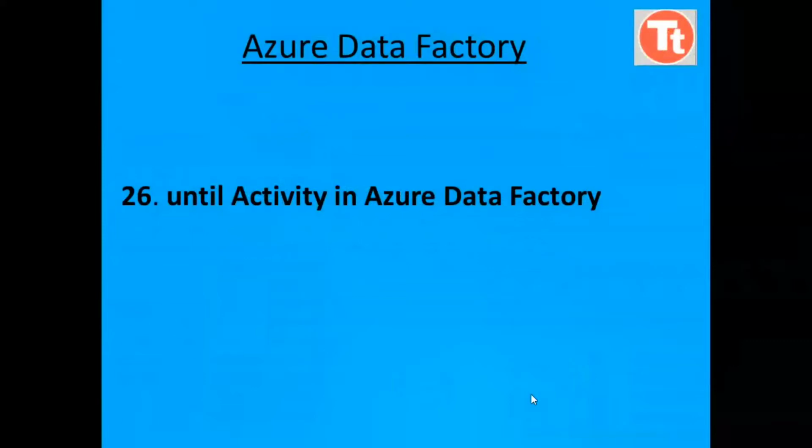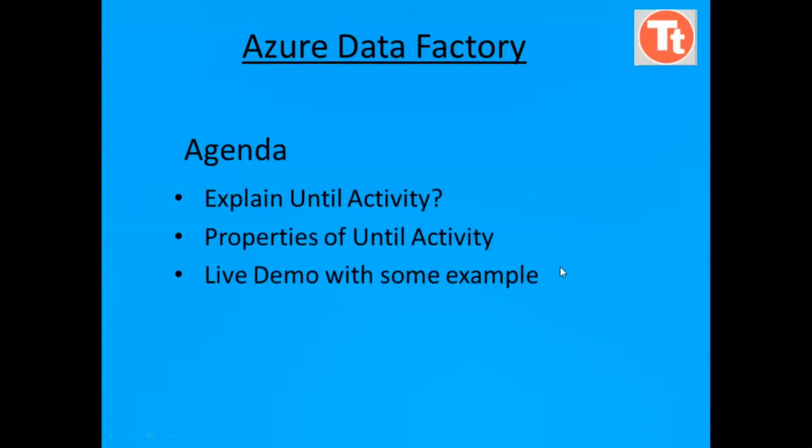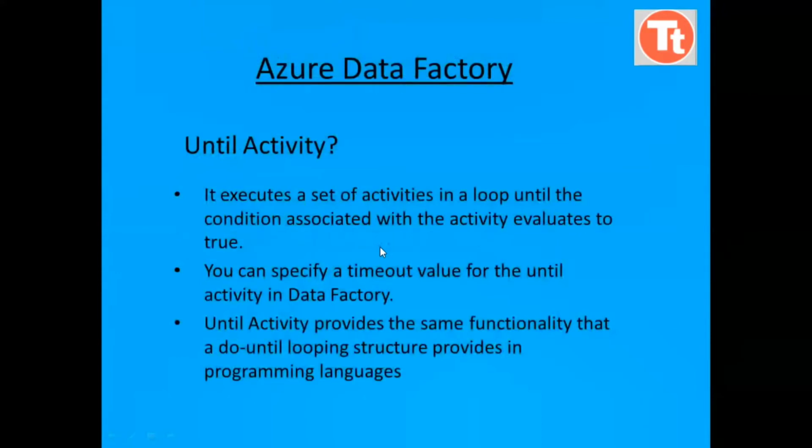This is the 26th video and the topic is the Until activity in Azure Data Factory. Let's go through the agenda for this video. I will explain what the Until activity is, some of its properties and settings, and I will show you one example. Basically, the Until activity executes a set of activities in a loop until the condition associated with it evaluates to true.